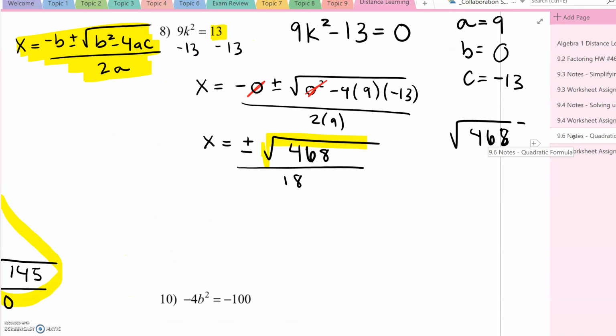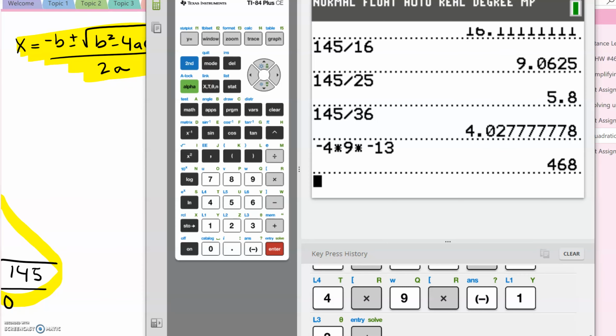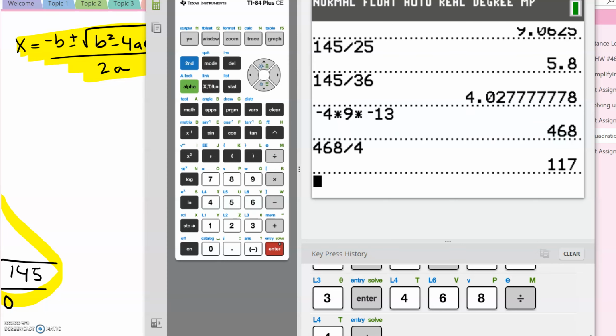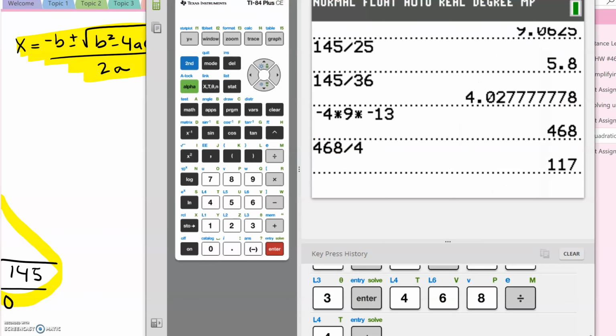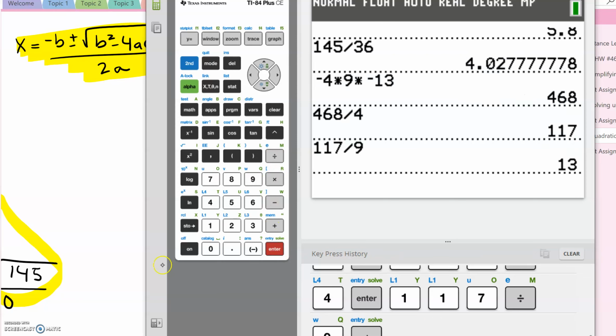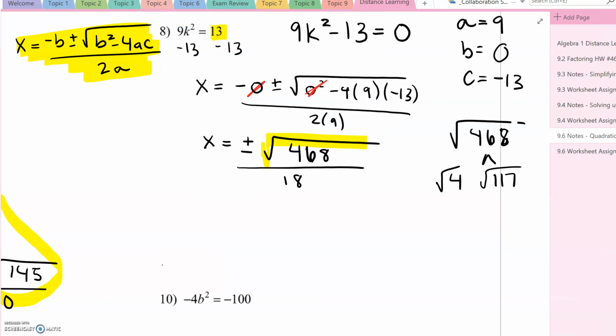Okay, so square root of 468. You want to think of some perfect squares that go into 468. I'm going to try 4 just because it's smallest. Perfect, it worked. So 468 divided by 4 is 117. So 4 times 117. Now 4 is a perfect square, so I know I'm done simplifying that side. But 117, I want to see if I can simplify. So I'm going to go back to my calculator here. 117 divided by any other perfect square. Let's try 9. Sweet, it worked. So 9 times 13 is 117, and 9 is a perfect square.